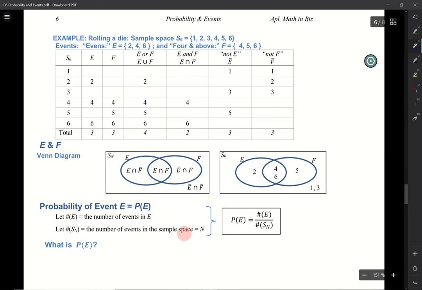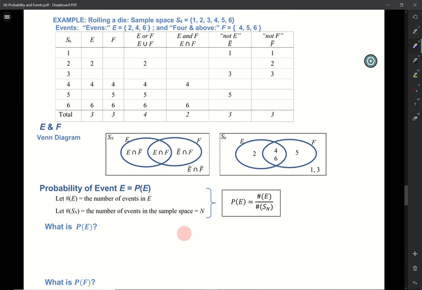Okay, so now we want to look at some more examples, and we want to start looking at combinations of events. For example, if we think about rolling a die, the basic elementary events, simple events, are 1, 2, 3, 4, 5, or 6. On the other hand, we could have one event, say E for the evens, which would be 2, 4, 6. And then event F could be 4 and above: 4, 5, or 6.